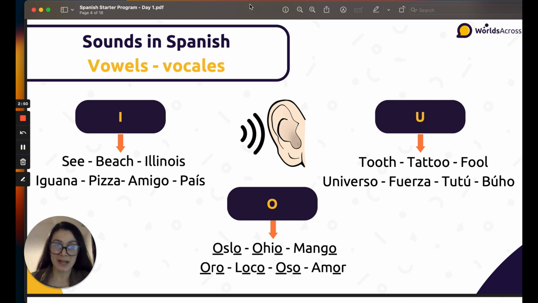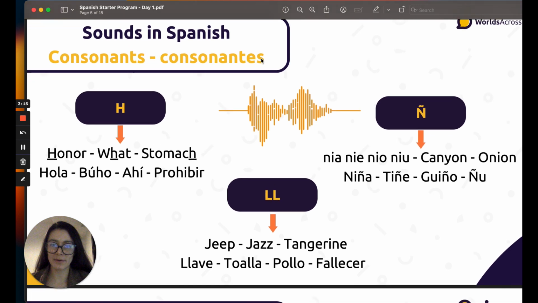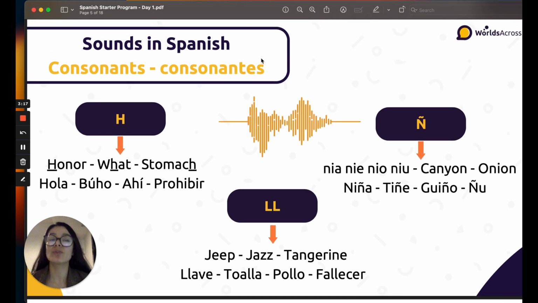Then let's go with the last one, the letter U. In English it's U, but in Spanish it's U, and you find that sound in English usually with the double O, as in tooth, tattoo, and food, okay? In Spanish it would be universo, fuerza, tatuaje, and búho, okay? Very simple. Now let's go with some consonants, consonantes, okay?